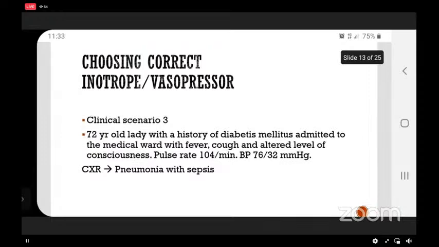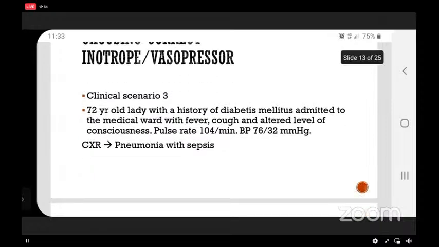So this patient is basically having sepsis. We have discussed sepsis in the previous lecture. Vasodilatation is the basic problem, so that's why the blood pressure is low. When you perform a chest X-ray, it reveals the patient has pneumonia, and sepsis is the cause. So the diagnosis is sepsis.